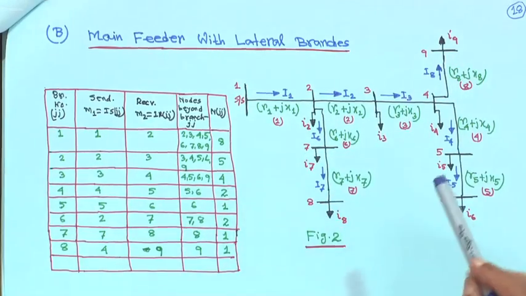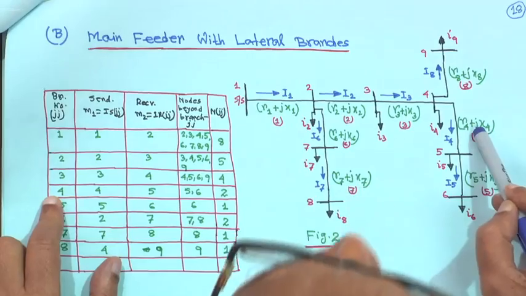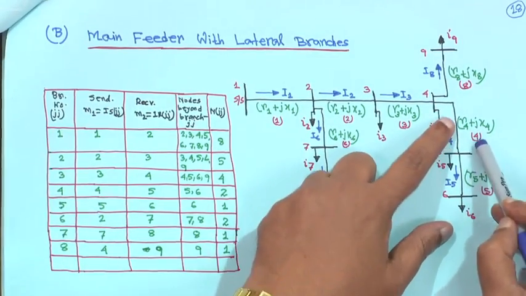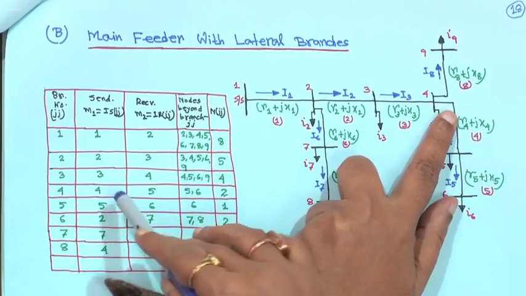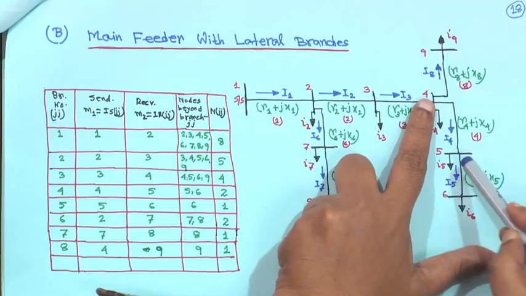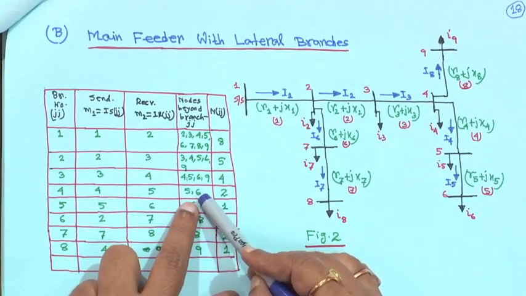So, this is 4. Similarly, if you come to branch 4, that means this branch, then the total number of nodes beyond this branch is 2, because of 5 and 6. So, for branch 4, the total number here is 2, and which are those nodes? 5 and 6. These are the nodes.